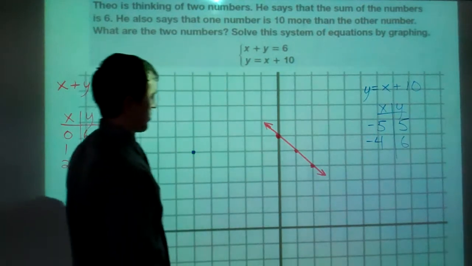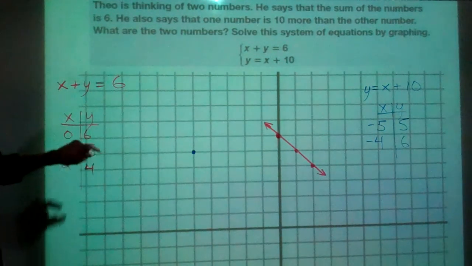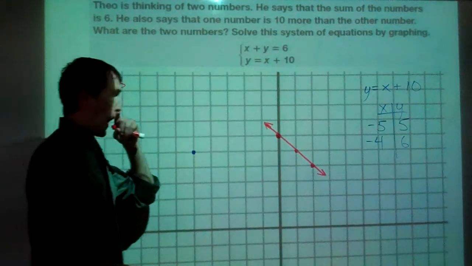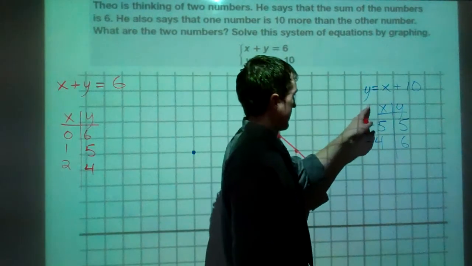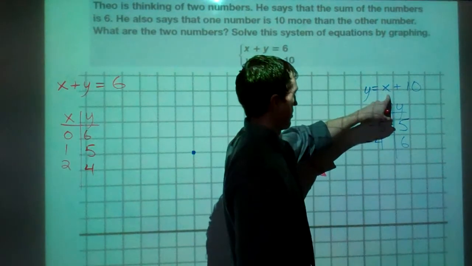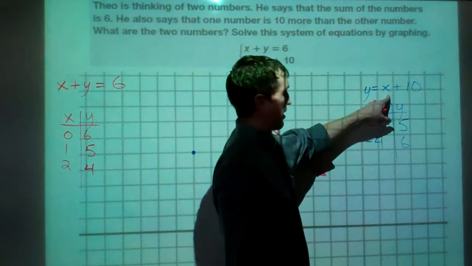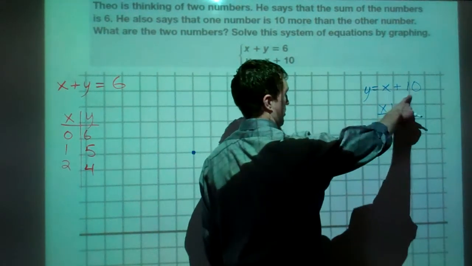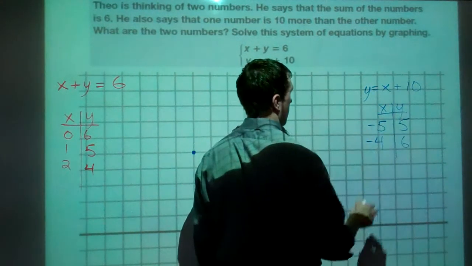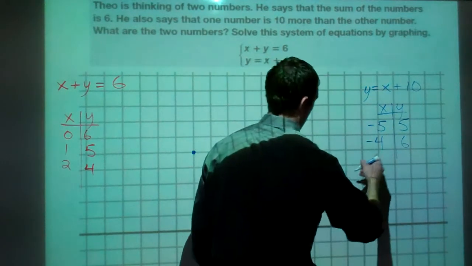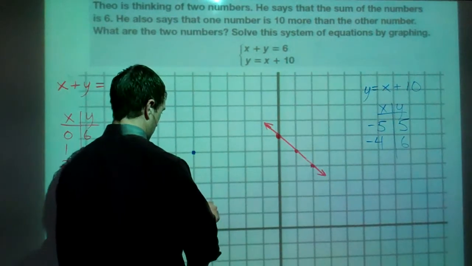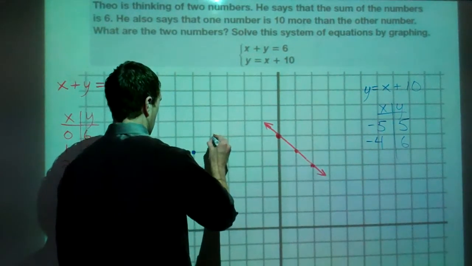Alright, so we're noticing the difference between the equations. Here, x and y have to add together to get 6. In this one, y depends on whatever x is. Okay, they both do, but here we're not adding the 10, it's whatever x is plus 10, that's what we get for y. Okay? So -4 is 6, that's 1, 2, 3, 4, up 6. 1, 2, 3, 4, 5, 6.